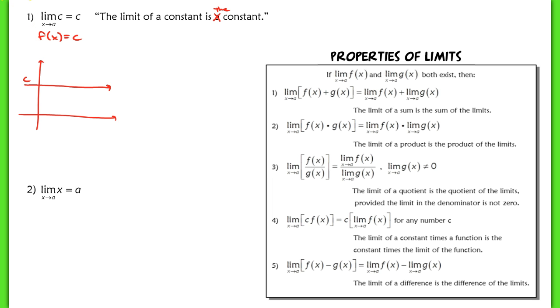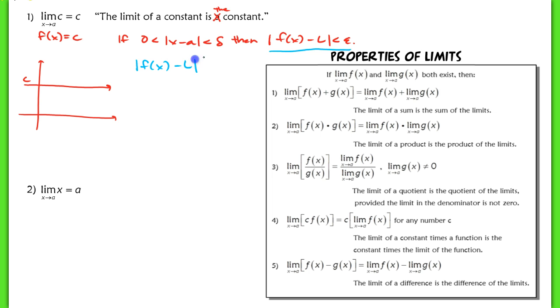Alright, so what we want to show in our proof is that for any epsilon that we choose, we're always going to be able to find a delta such that if the distance between x and a is less than delta, then the distance between our function and our limit should be less than epsilon. Let's remember that when we're working with proofs, we actually work our way backwards. So we'll start with that inequality here.